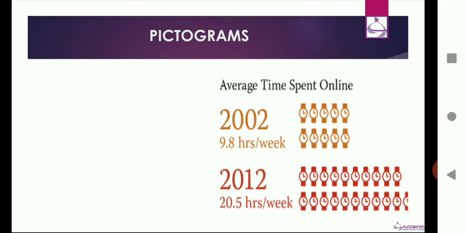Now let's take a look at another example. Average time spent online by children was recorded in 2 different years, 2002 and 2012, on a project. They found that in 2002, children were spending 9.8 hours per week online, whereas in 2012 this has more than doubled to 20.5 hours per week. And if they take this today, then it will be much more, because even classes are being conducted online. So this information conveys broadly that more internet usage is there.